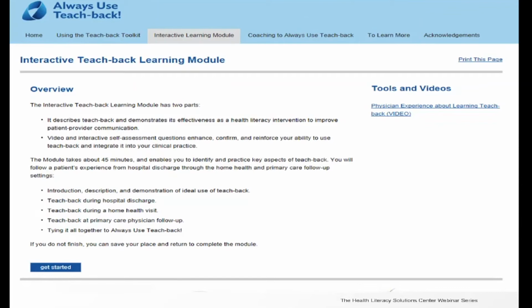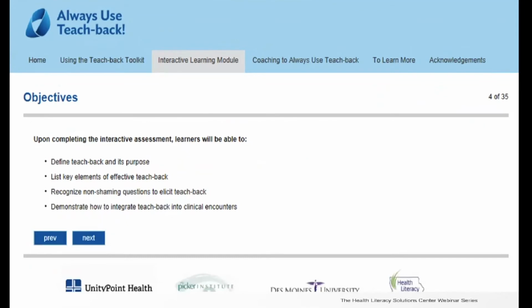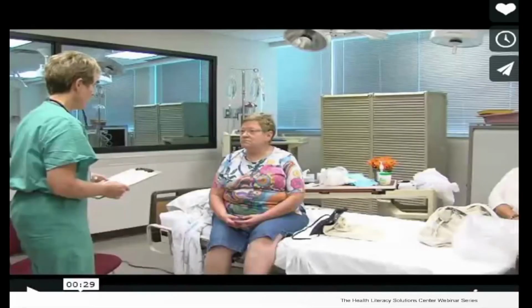And during that interactive section, it follows a patient along that continuum of care. She's initially being discharged from the hospital. You follow her through a home health visit, and then through her primary care follow-up visit as well. So the goals of the learning module are to be able to define TeachBack, list the key elements of using it, to recognize some of those non-shaming questions you can use to elicit TeachBack, and then to think and demonstrate how you can integrate it into clinical encounters.